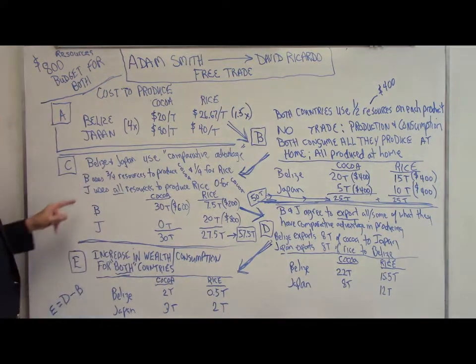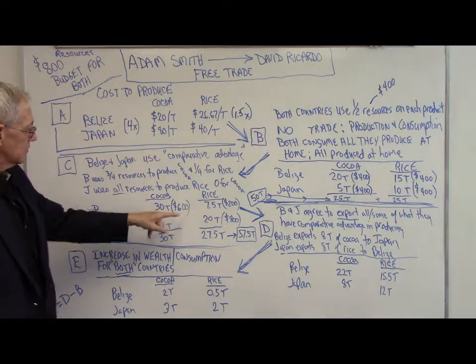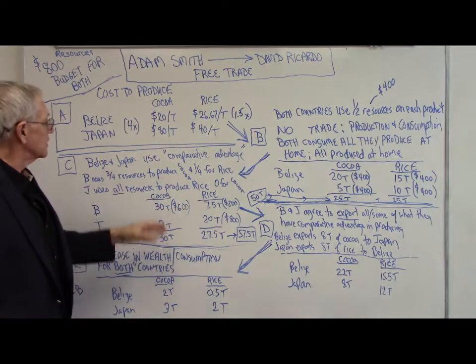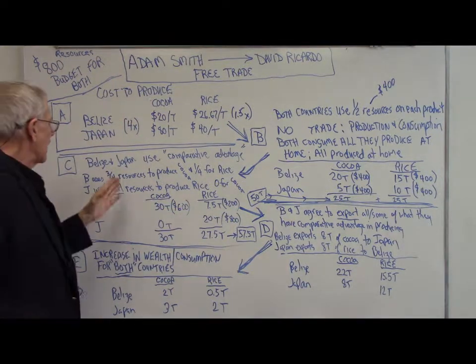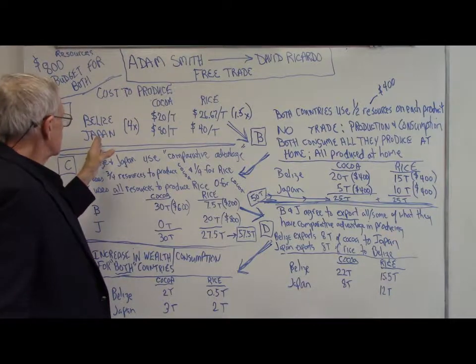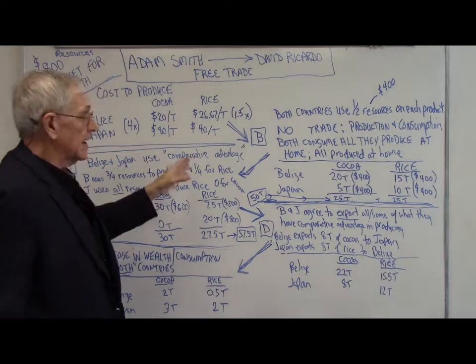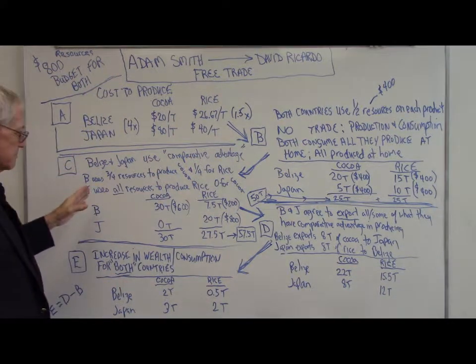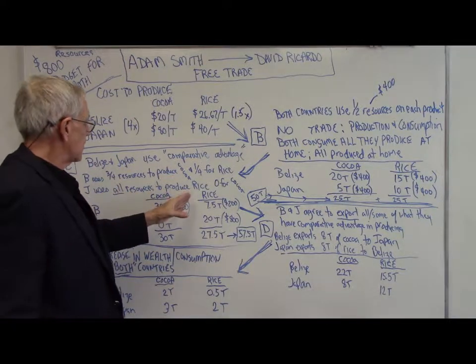Belize decides to use 3/4 of its resources, which is 3/4 of $800, $600, to produce cocoa, and 1/4 of its resources to produce rice. Why? Because it has a comparative advantage in cocoa. And relatively speaking, Japan is at less of a disadvantage in producing rice. So we're going to let Japan use all of its resources to produce rice.